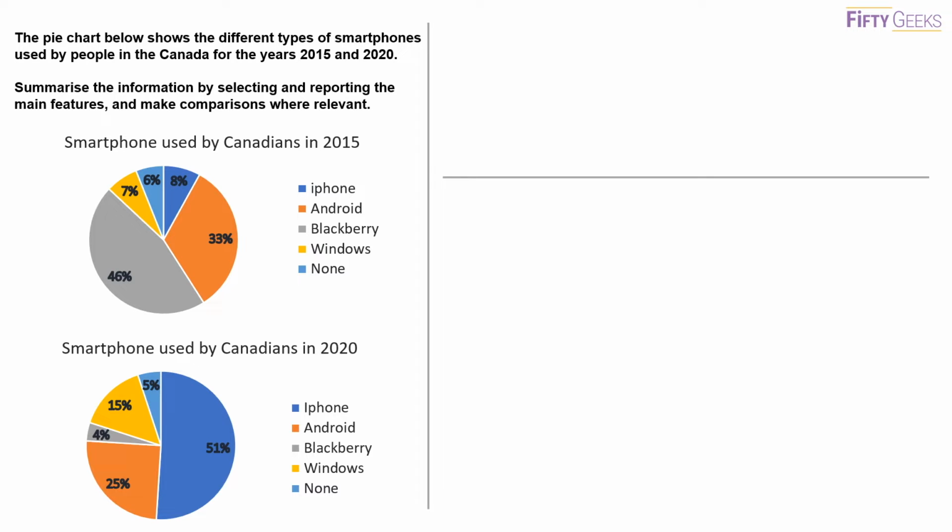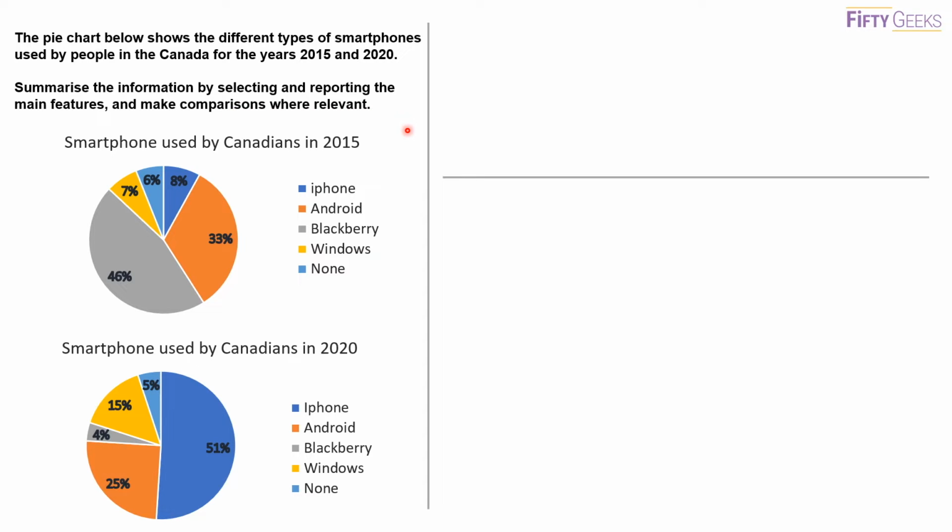Let's have a look at the sample question which says, the pie chart below shows the different types of smartphones used by people in Canada for the years 2015 and 2020. Summarize the information by selecting and reporting the main features and make comparisons where relevant.